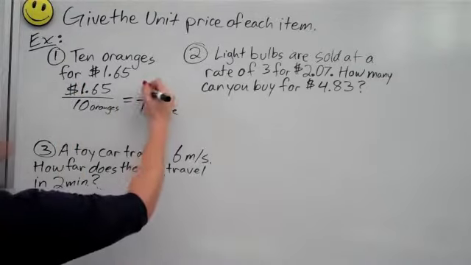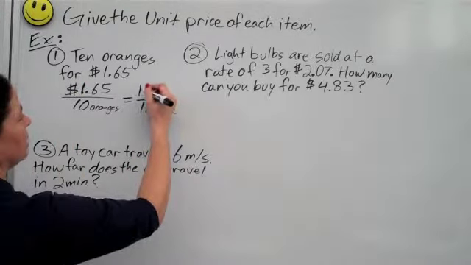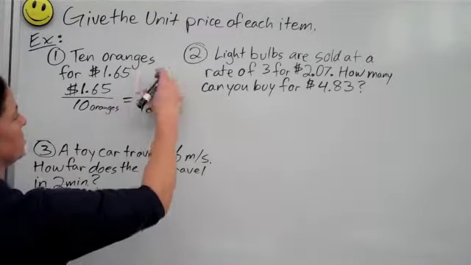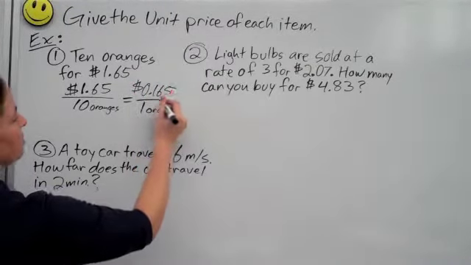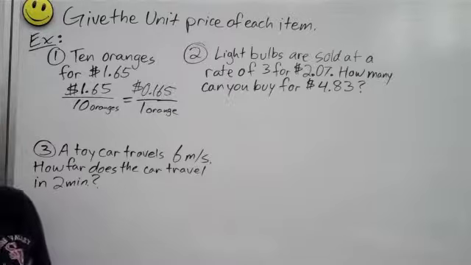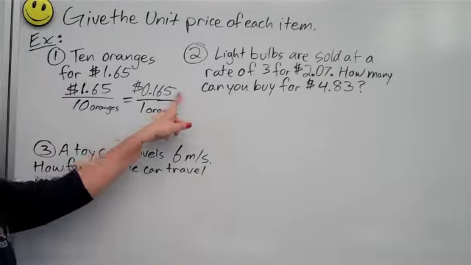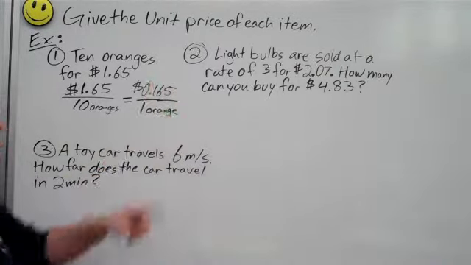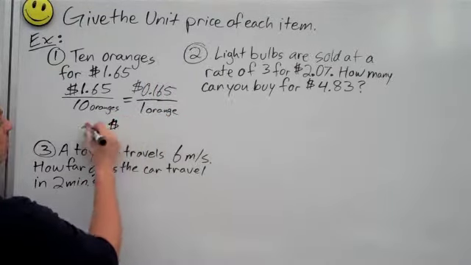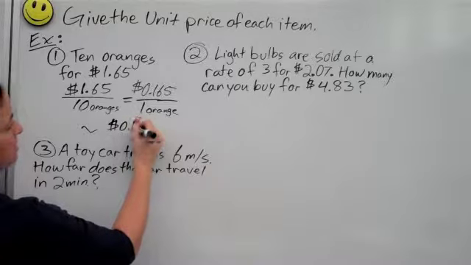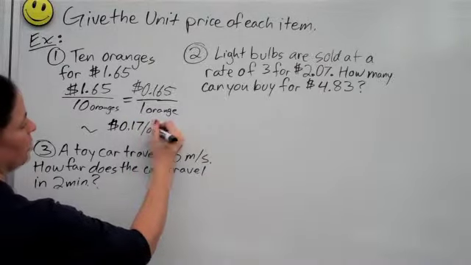When I divide it by 10, I end up with 0.165. Well, how much money is that? I can't have half a penny, which they used to call a ha'penny. I can't have a half penny, so we round off, and this would be about 17 cents per orange.